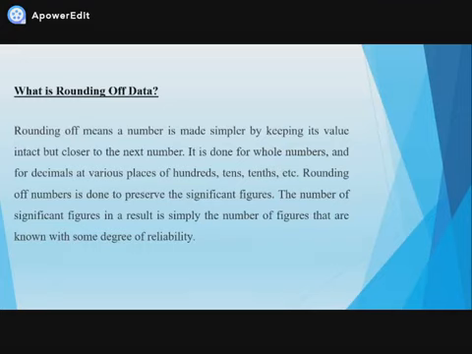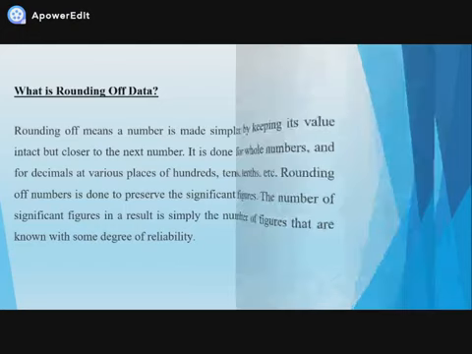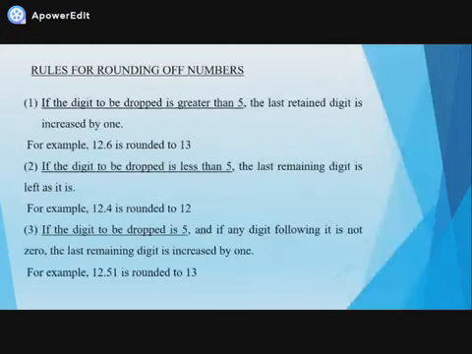The number of significant figures in a result is simply the number of figures that are known with some degree of reliability. Now there are certain rules for rounding off data. Number 1 rule is if the digit to be dropped is greater than 5, then the last retained digit is increased by 1. For example, 12.6 is rounded to 13. Number 2. If the digit to be dropped is less than 5, the last remaining digit is left as it is. For example, 12.4 is rounded to 12.